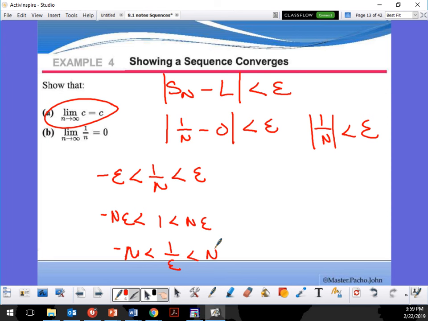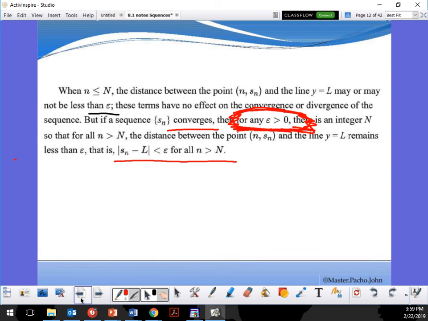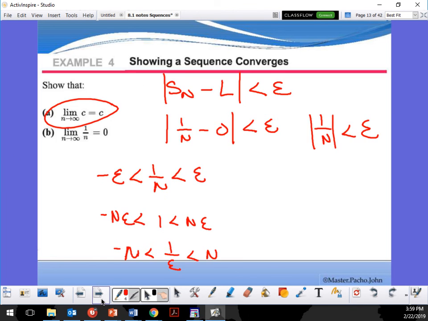Okay, and then we go with the next part, which is going to be for all n. For all n from the previous, right? So for all n that is greater than capital N, I just want to make sure I don't screw that up. So I want to try and make an inequality statement for this.